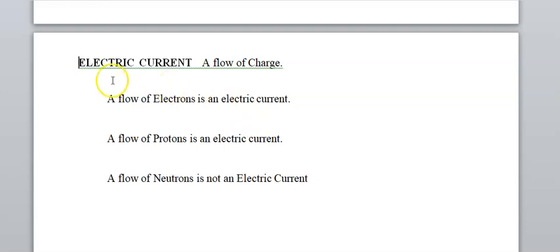So, an electric current is a flow of charge. We've established that, and we've said how important it is. So, a flow of electrons will be considered an electric current. A flow of protons is also an electric current, but it's rare you would encounter that. But a flow of neutrons would not be considered an electric current because neutrons have no charge, they are uncharged, they are neutral.